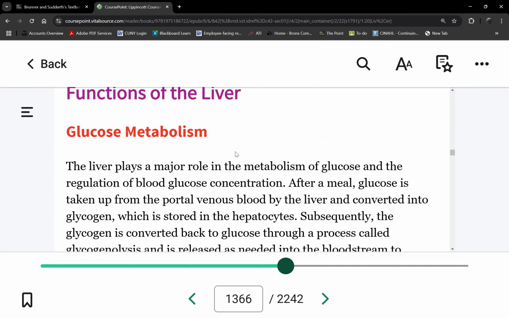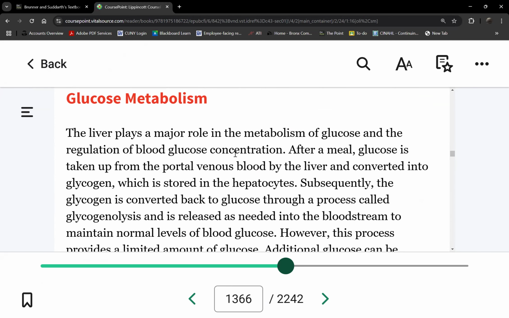So let's review again the functions of the liver, because once you know what your liver does, then these are the functions that we will miss once the patient develops liver cirrhosis. Any questions so far? So first is glucose metabolism. This is in the form of glycogen.